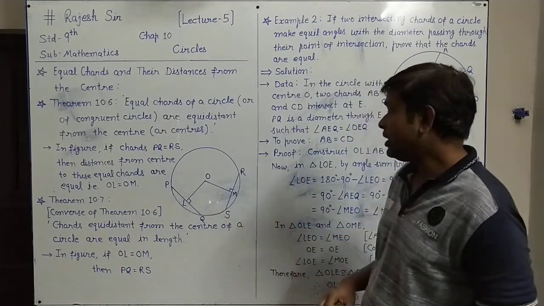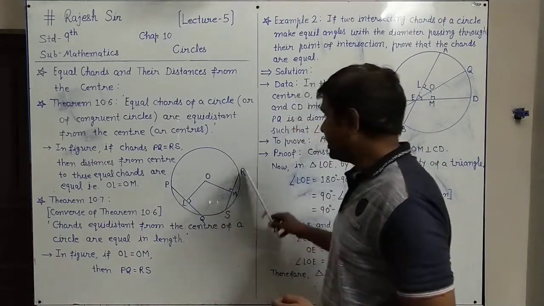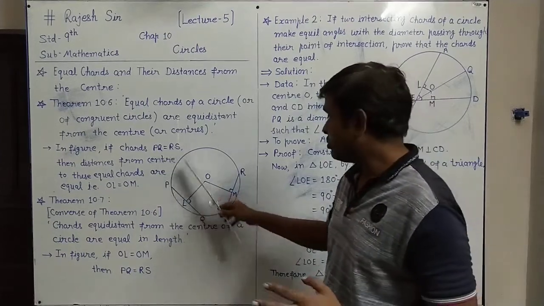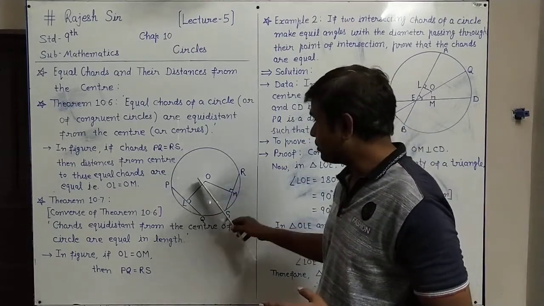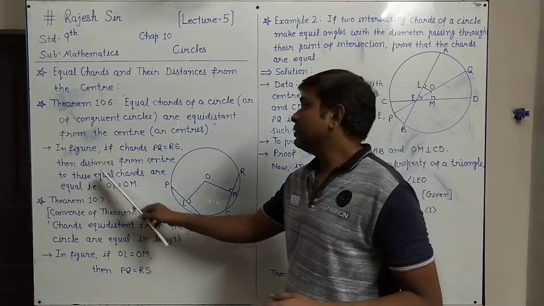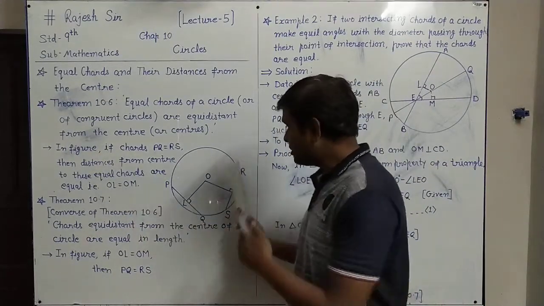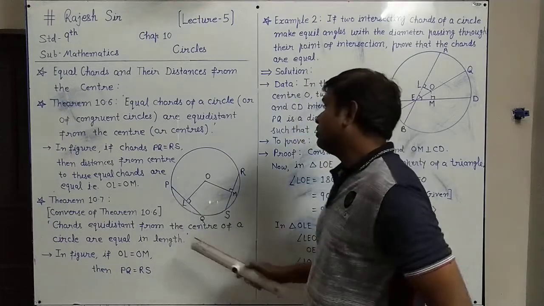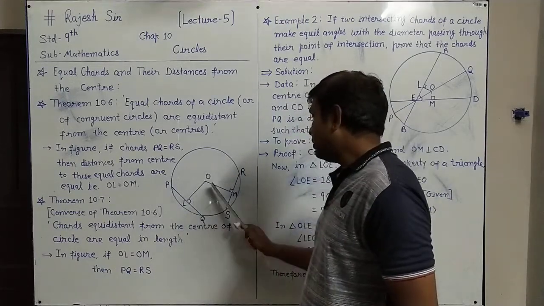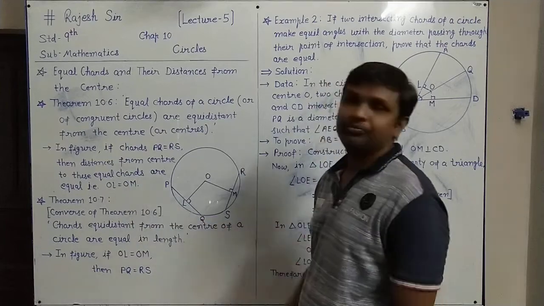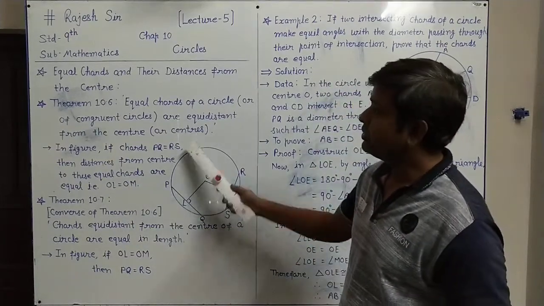So if PQ and RS are equal chords, that is PQ equals RS, then the distance OL equals OM. In the figure, if chords PQ equals RS, then the distances from the center to these chords, OL and OM, will be equal. That is theorem 10.6.